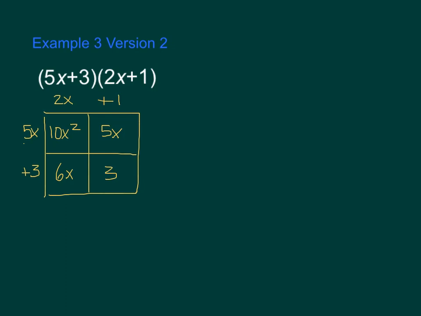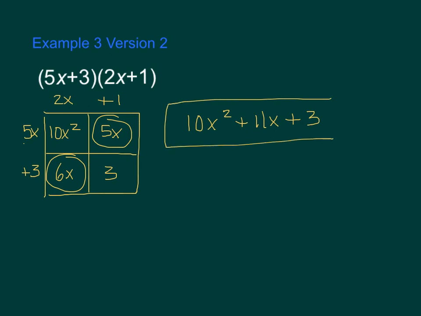Now, you can go ahead and write it in standard form from the boxes. There's no other x squared terms, so I'm going to write 10x squared for my first term. Here I've got a positive 6x and a positive 5x. I can add those together and get plus 11x. And then 3 is the only constant, so that's going to be written at the end. So 10x squared plus 11x plus 3.